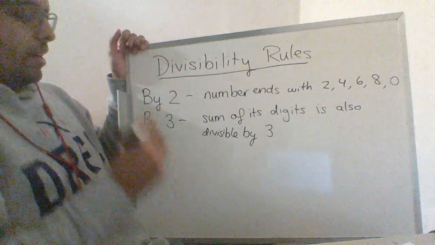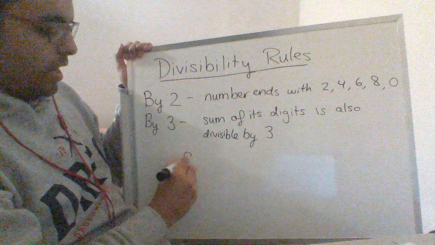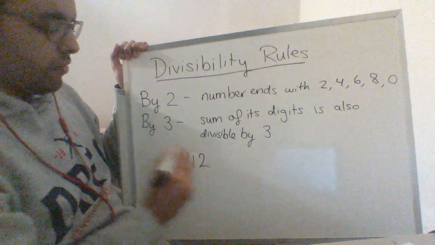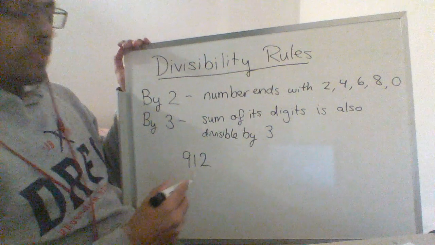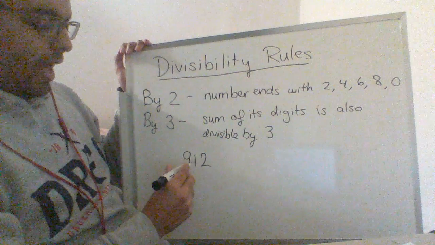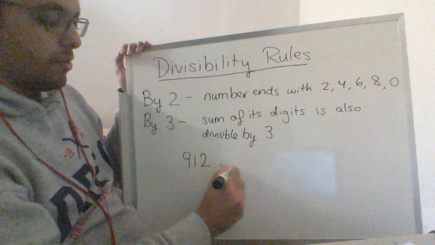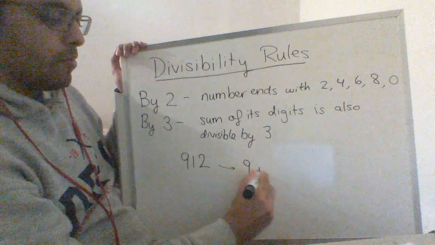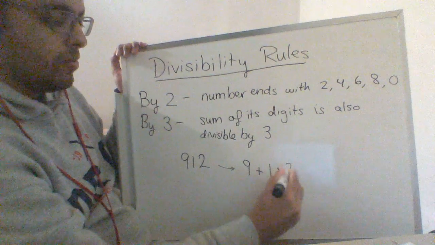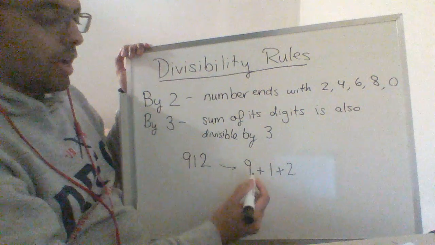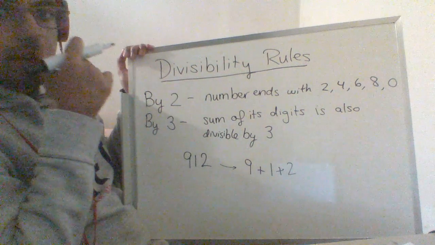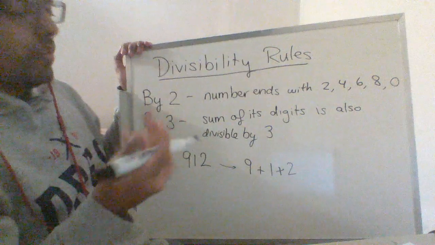So let's say a number like 912. So basically what you do is, to figure out if this is divisible by 3, you're going to add all of these digits. So in other words, you're going to go 9 plus 1 plus 2. You're just going to sum up these digits. You're going to add up all these digits. And it doesn't matter how many digits there are. There could be 3, there could be 5, there could be 50.